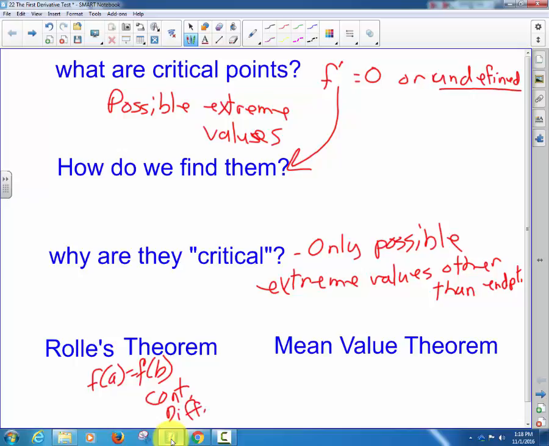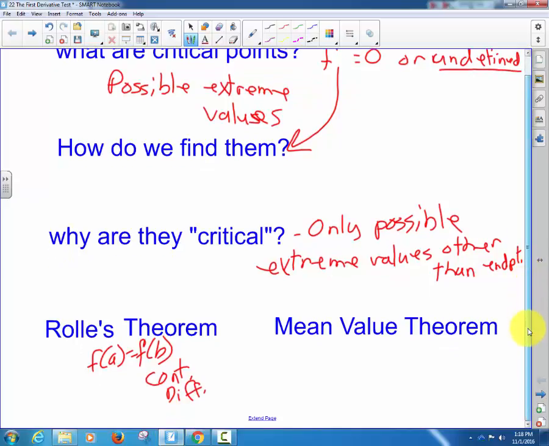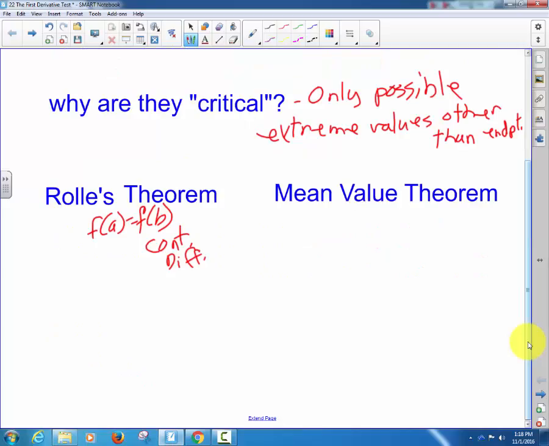So the function has to be continuous. The function has to be differentiable. The function ends have to equal one another. And if all three of those things are true, what do we know there has to be? Some value c that makes f prime 0. There has to be one. If the endpoints are equal, then there has to be some value where the derivative equals 0. Provided it's continuous, provided it's differentiable, and the endpoints are equal, that has to be true.